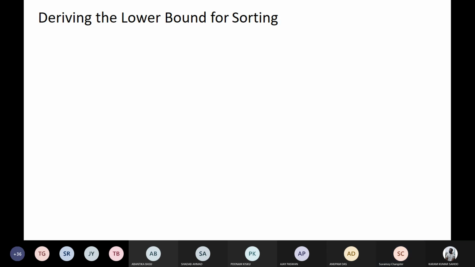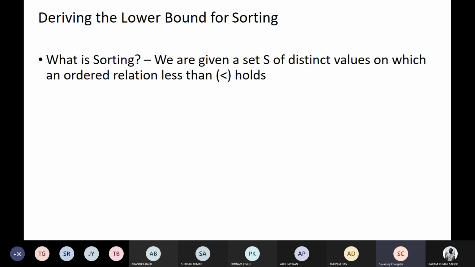Right. Now, how to derive the lower bound for a sorting algorithm? Let us check. What is sorting? Sorting is nothing but a given set of distinct values. We are considering distinct values. You can say, sir, why not duplicate values? Yes, you can.